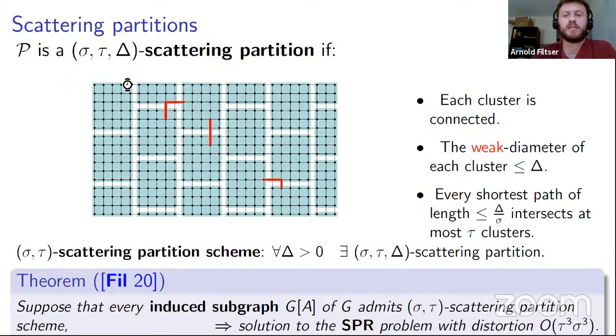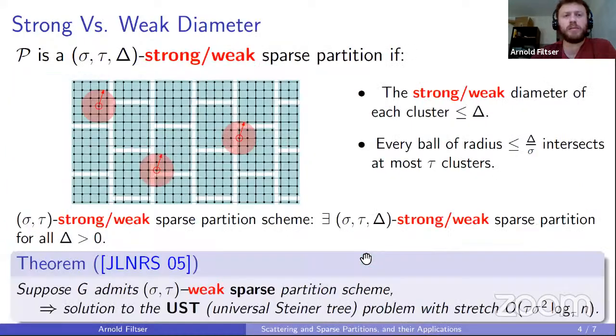And yes, the first main contribution of the paper is the following theorem, which states that if you can construct such partitions for every induced subgraph with parameters sigma and tau, this will imply a solution to the Steiner point removal problem with distortion polynomial in tau and sigma. So now, in a sense, it gives you a way to construct good solutions to the problem. Just construct such partitions.